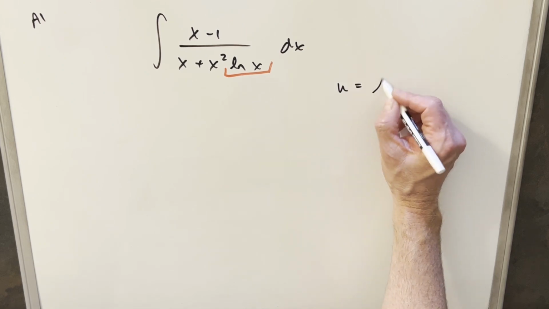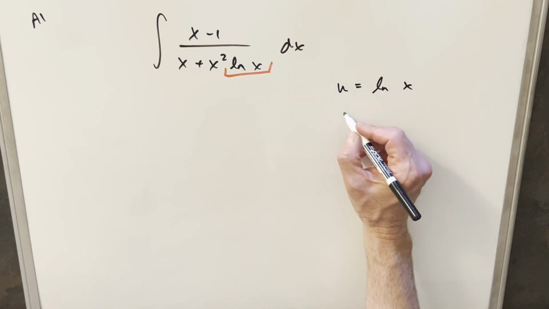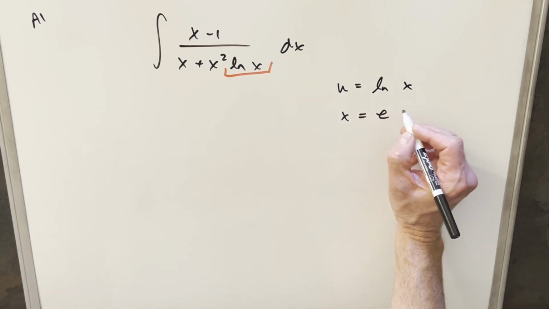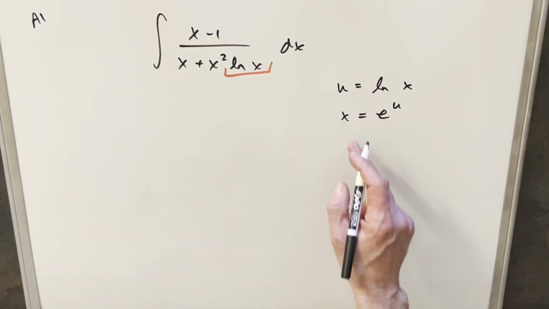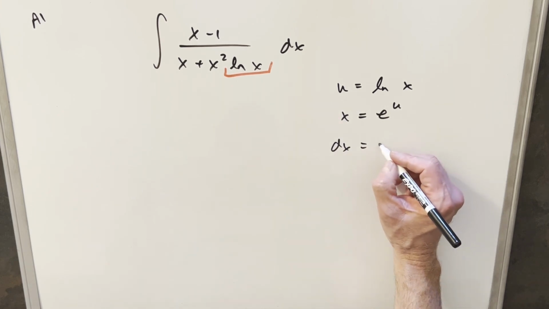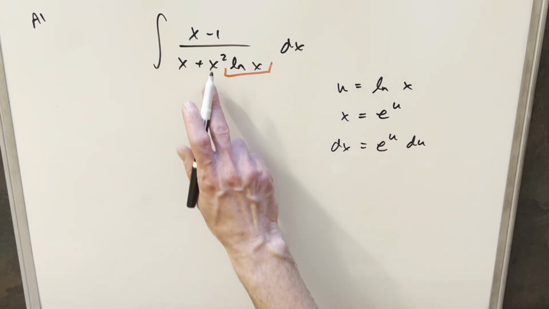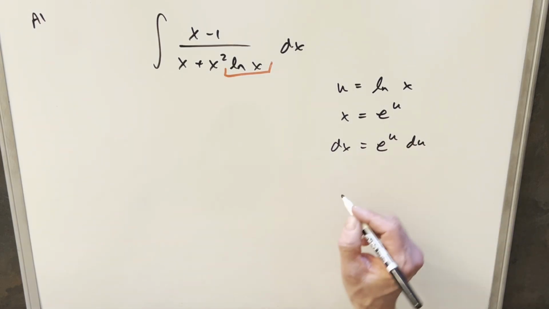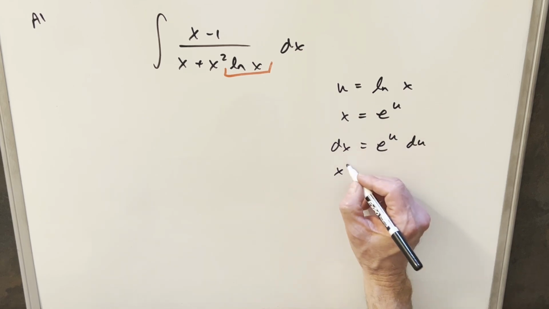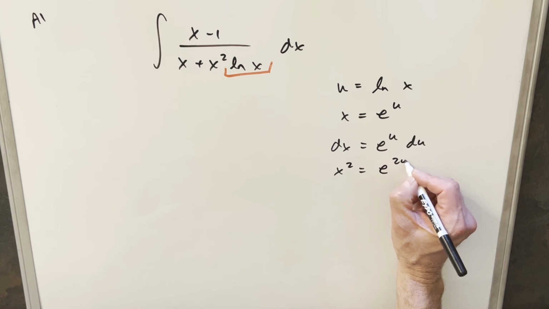I'm just going to call my u equal to ln x. We can get a value for x, just rearranging this and writing it as x equal to e to the u. I'll take a derivative to find dx, so dx is just e to the u du. And I think it'd be nice to have a value for x squared. So let's just square this, and we'll have x squared equals (e to the u) squared, which I can write as e to the 2u.